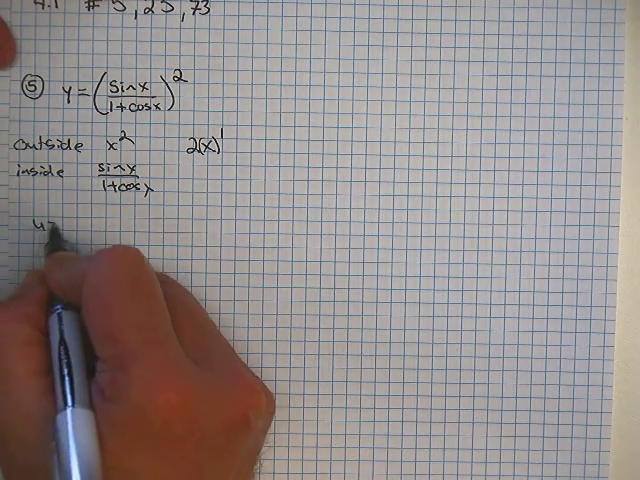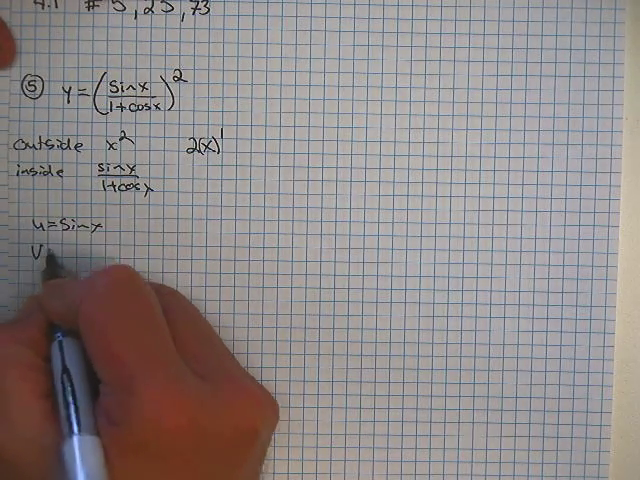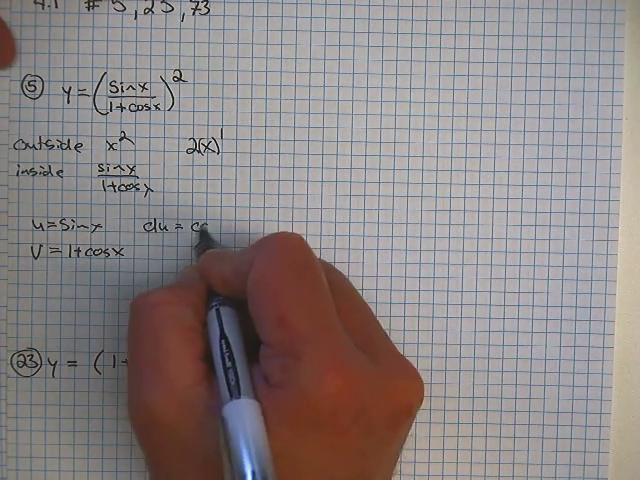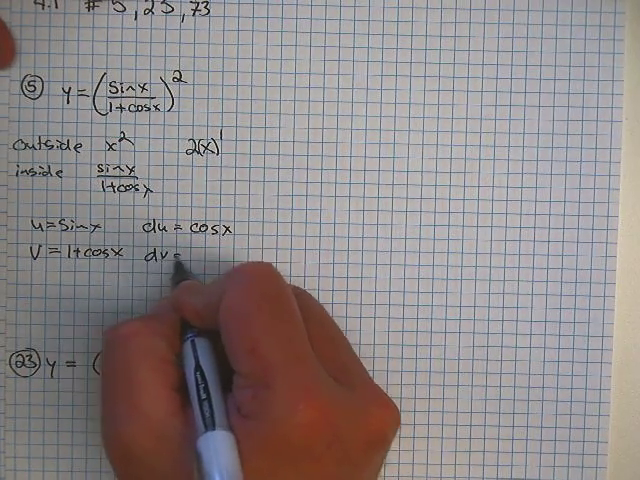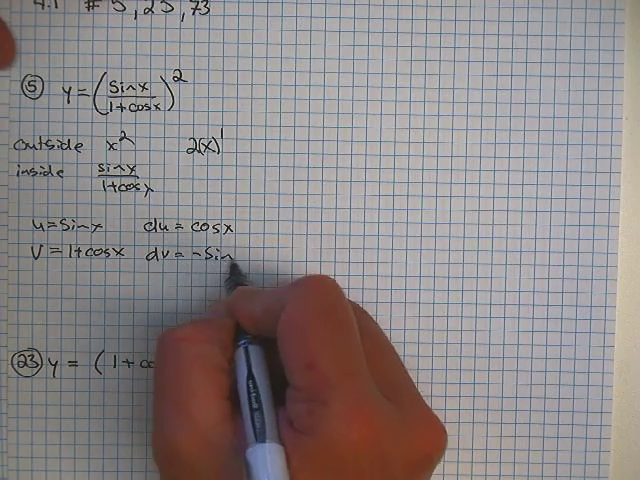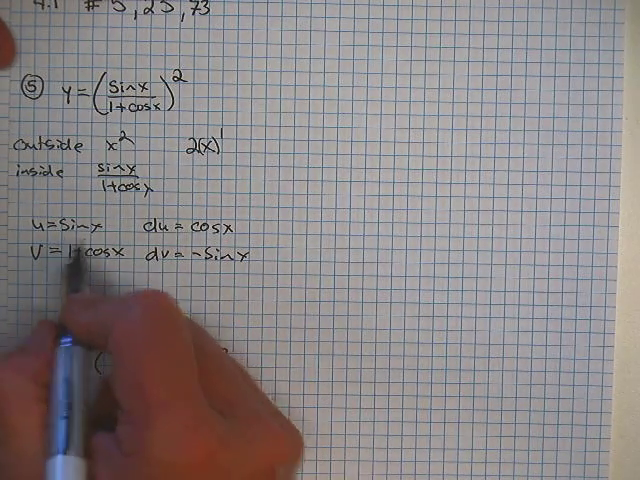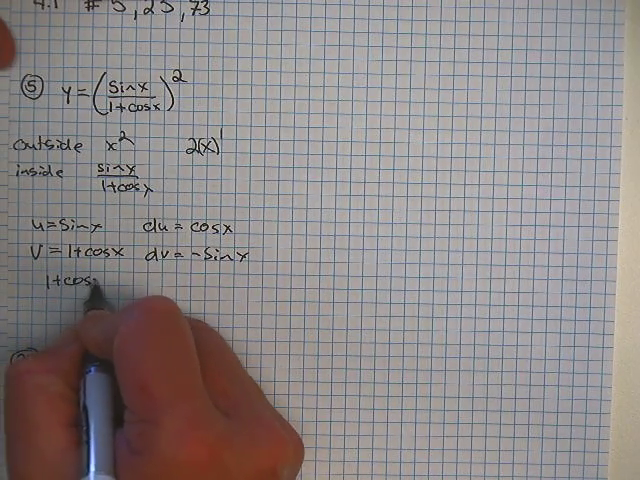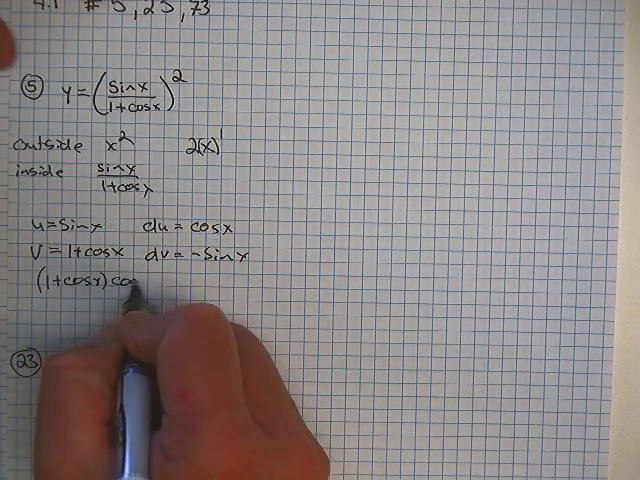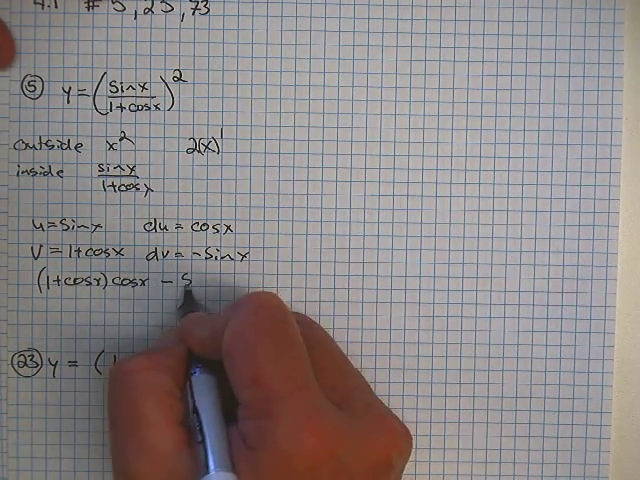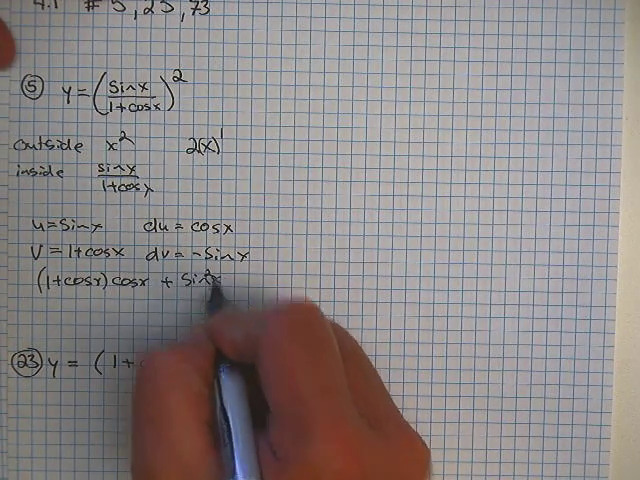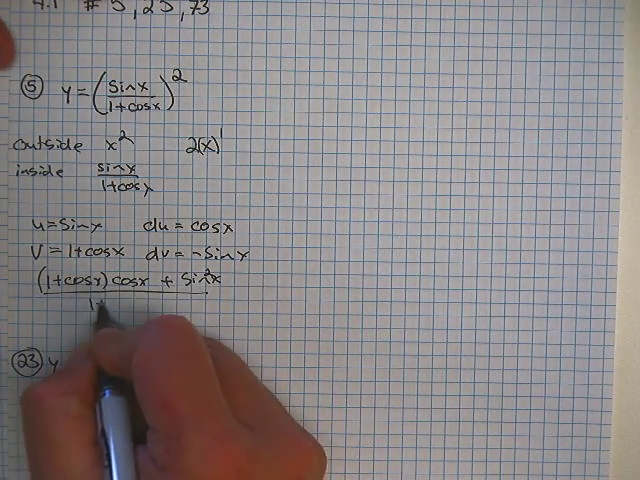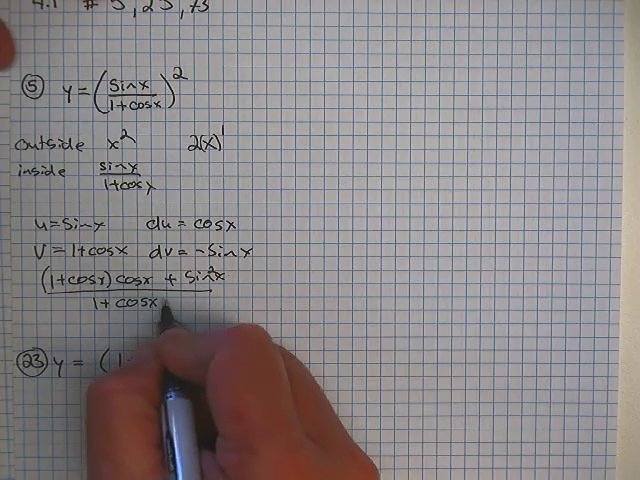So we got our u is sine of x. Our v is 1 plus cosine of x. du equals cosine of x. dv equals negative sine of x. So the derivative of this is low d high: 1 plus cosine of x times cosine of x minus high, sine of x, plus sine squared of x, because negative sine of x times sine of x, all divided by 1 plus cosine of x squared.